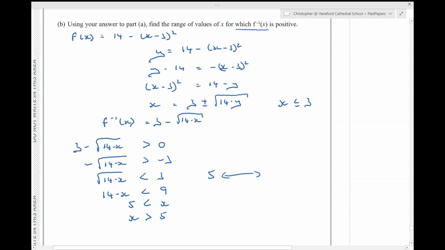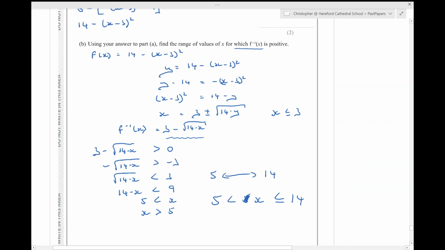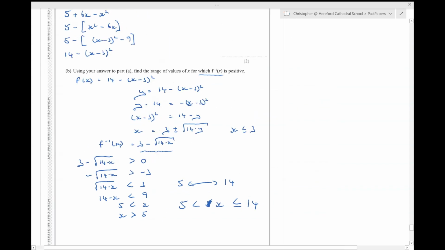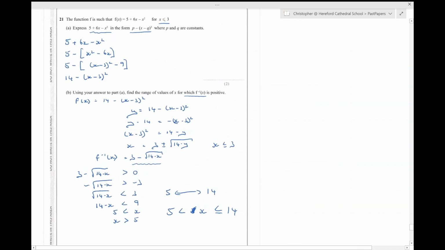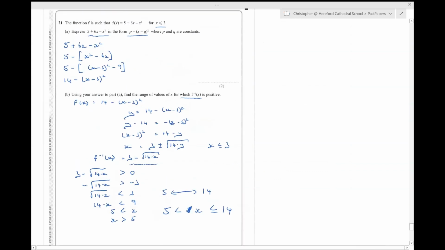Well, here's the inverse function. All right, and clearly I can't have a square root of a negative number. So x can only go as high as 14. So my range of values for x, for which the inverse function is positive, is that x must be greater than 5. So 5 is less than x, is less than or equal to 14. And that's quite a tricky 5 marks for the last part of the last question of the paper.